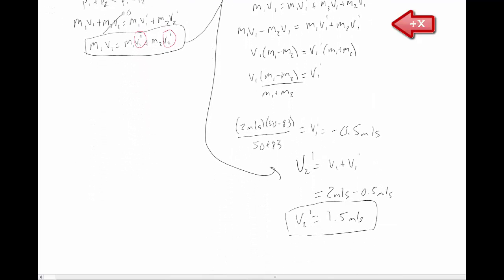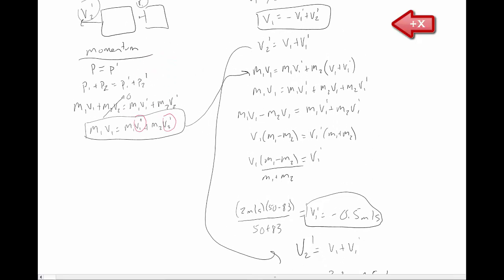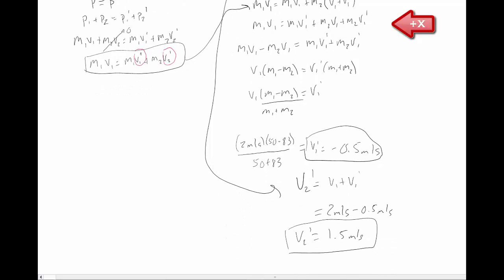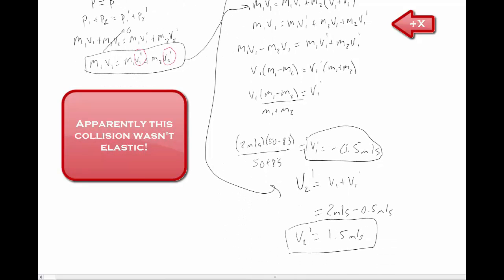So that's an interesting thing. What it says is that V2, the heavier car, goes flying off at 1.5 meters per second, and V1, the initial car, the one that was moving at the beginning, bounces back slightly. That's not what we actually see in the video, but again, as I said, in our case, this wasn't actually a perfectly elastic collision.